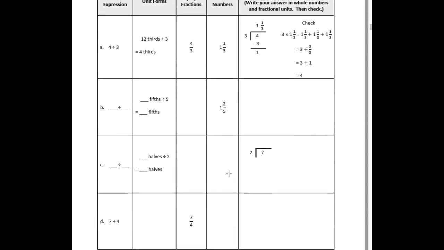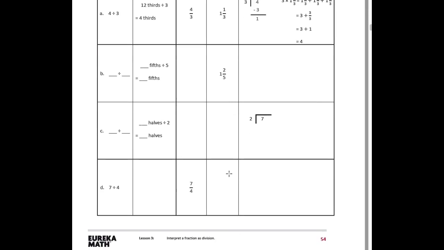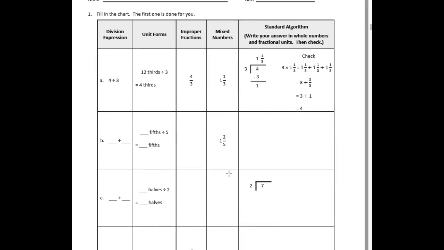So here's what we're looking at. I'm going to kind of go through and show you the example that they've provided, and then I'll probably cruise down to D and do D. So what we're looking at is here it's saying the division expression, 4 is divided by 3. So we read from left to right.